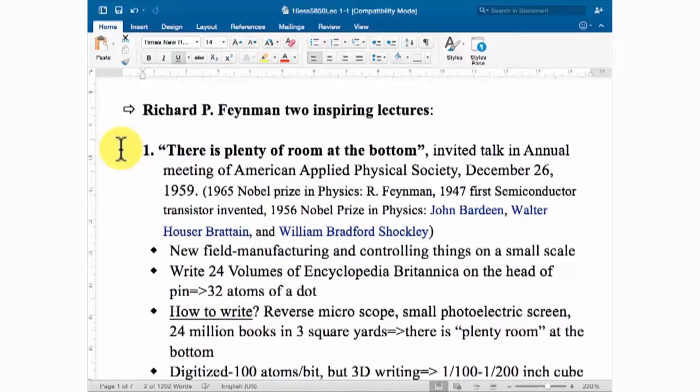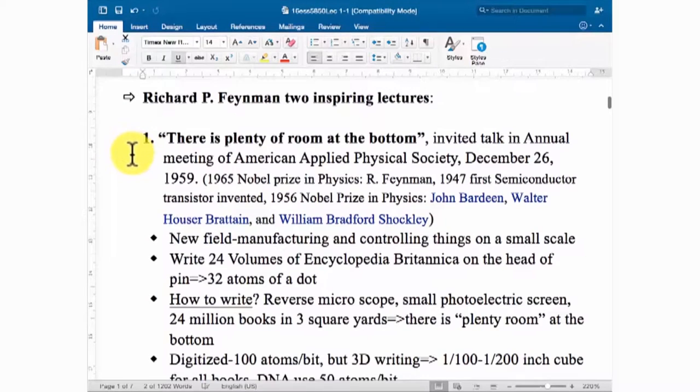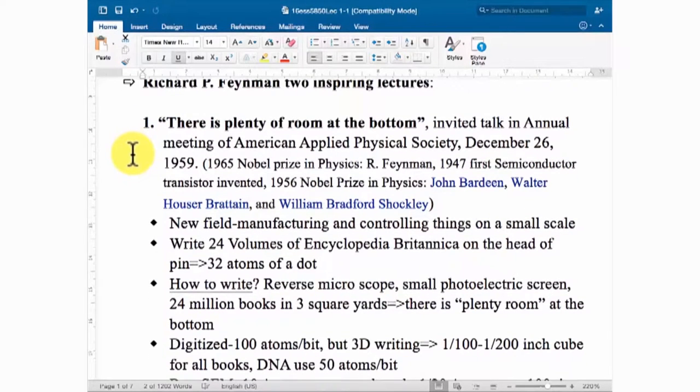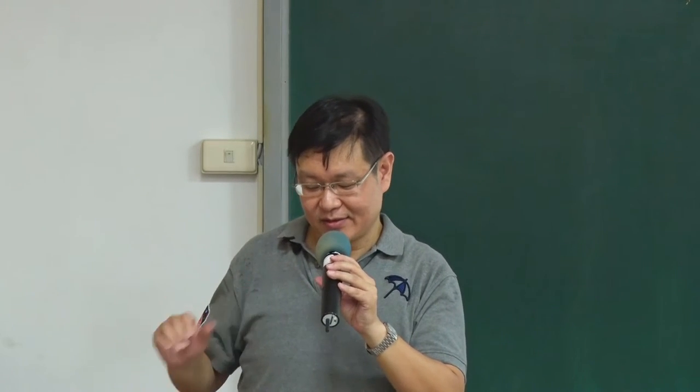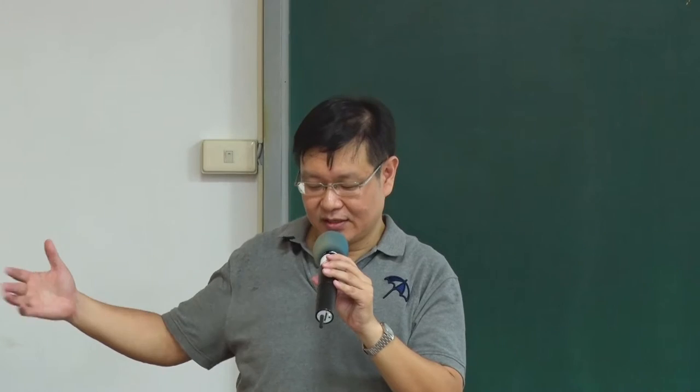Okay, 1965. So the first lecture was given in 1959, 6 years before he got the Nobel Prize. The title of the first lecture is called "There is plenty of room at the bottom." The bottom does not mean on your floor, no. The bottom means in small scale. In that time you can consider, it's the 1950s, actually after World War II.